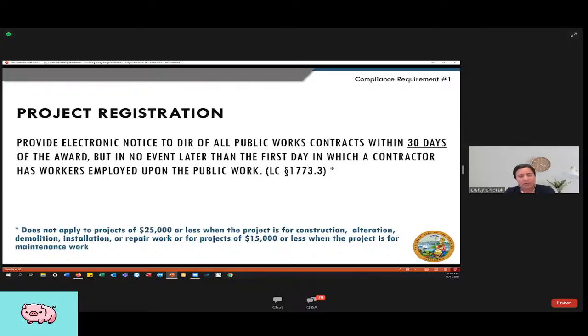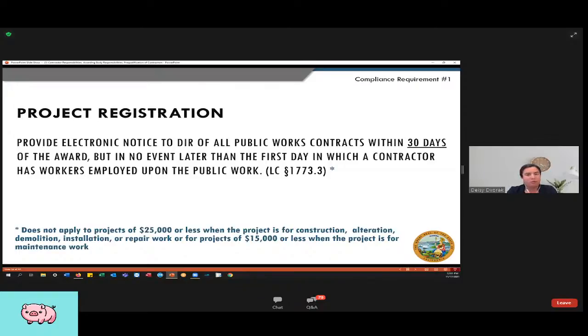Registering your project with DIR is actually required by the Labor Code. This has to be done within 30 days of the award, but no later than the first day a contractor employs workers on a project. Back in the day, it used to be within 5 days of awarding the project. Luckily, we now have 30 days to complete this process, which I'll walk you through in the next few slides.